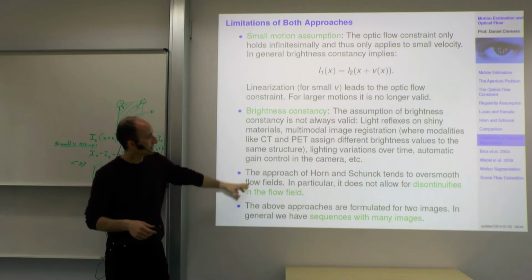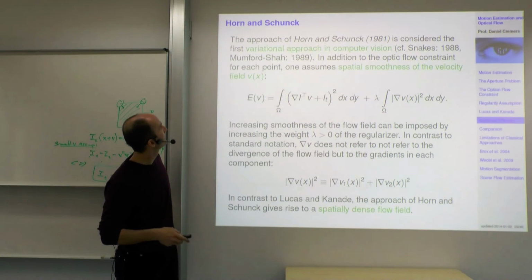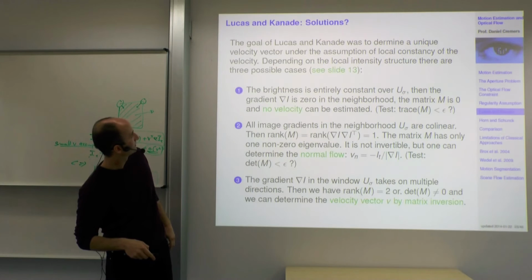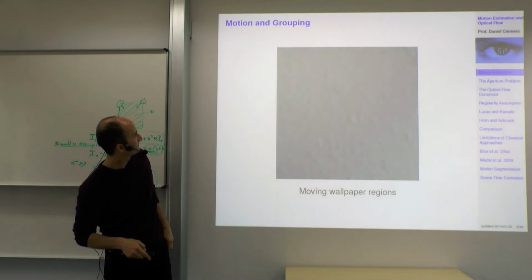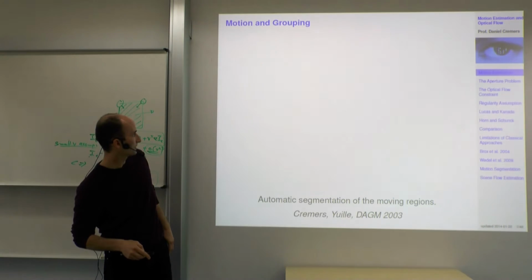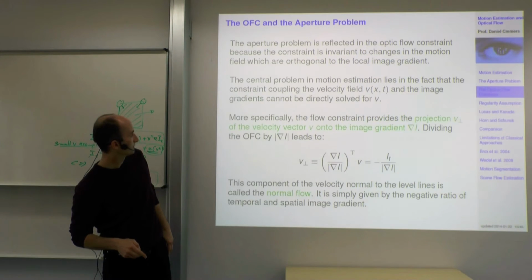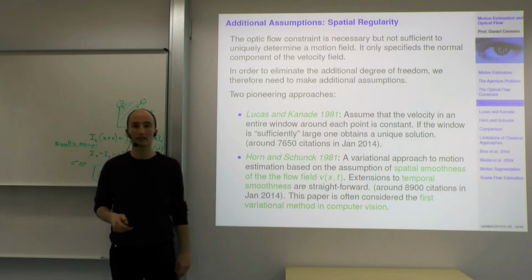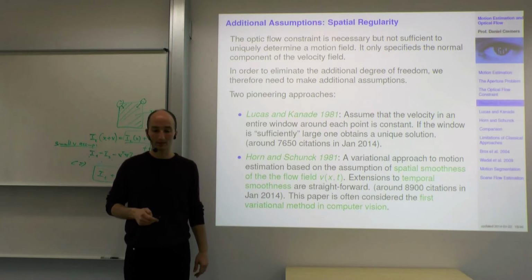I said Horn and Schunck has been cited thousands of times. I mentioned the exact number of citations. Somewhere I had the citation number. Sorry about that. 8,900 citations in January of this year. So around 9,000 citations. The numbers tend to go up fairly quickly with highly cited papers.